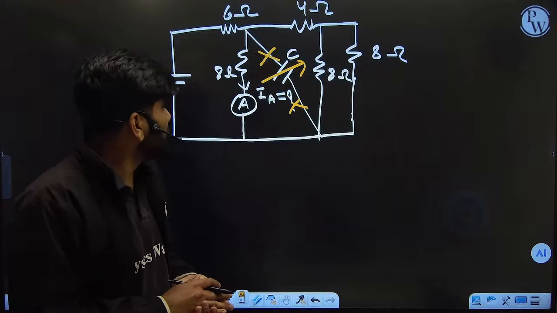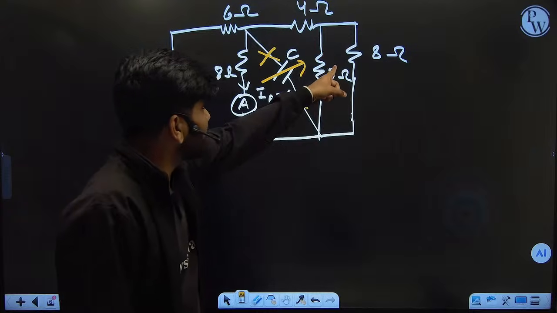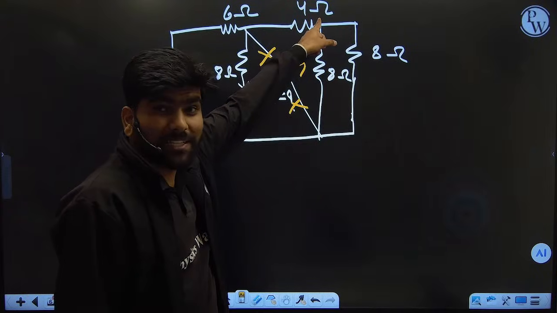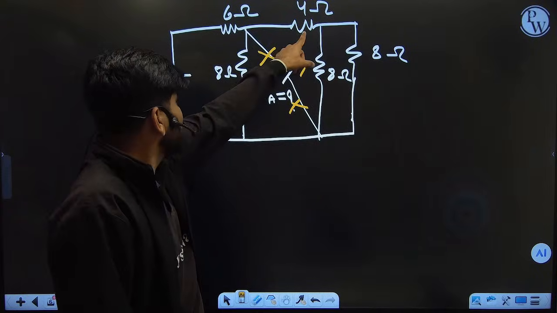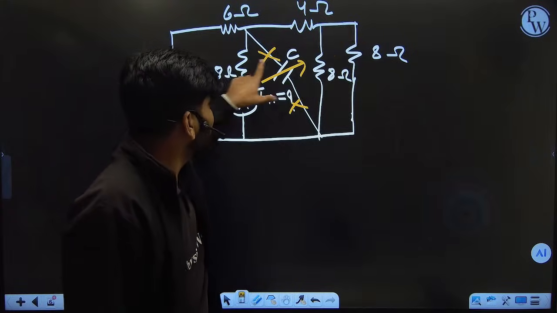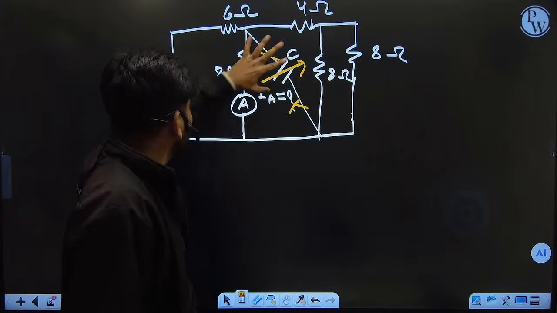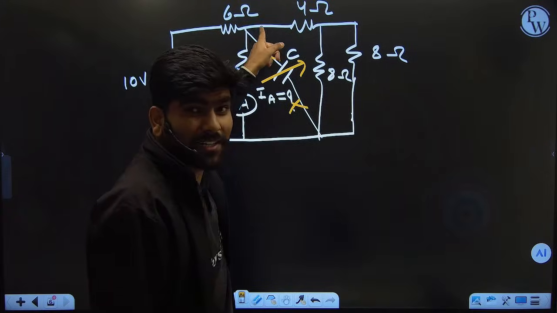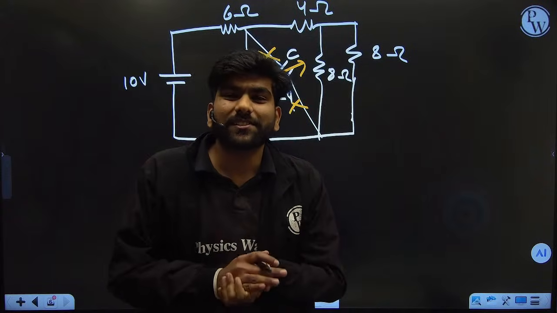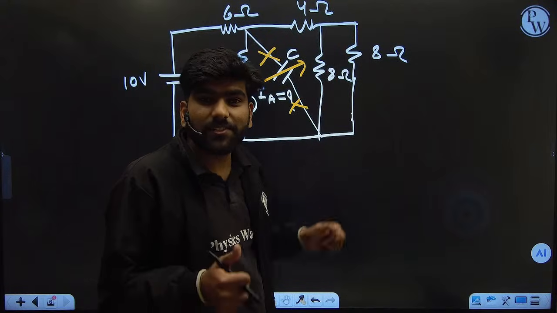Okay, so here we go. Here 8 and 8 ohm are in parallel, so their equivalent is 4. 4 and 4 are in series, which means 8. This resultant is 8 ohm. This 8 ohm and this 8 ohm are again in parallel, making it 4 ohm. And this 4 ohm and 6 ohm are in series, making the entire resistance 10 ohm. So the entire circuit has a resistance of 10 ohm.